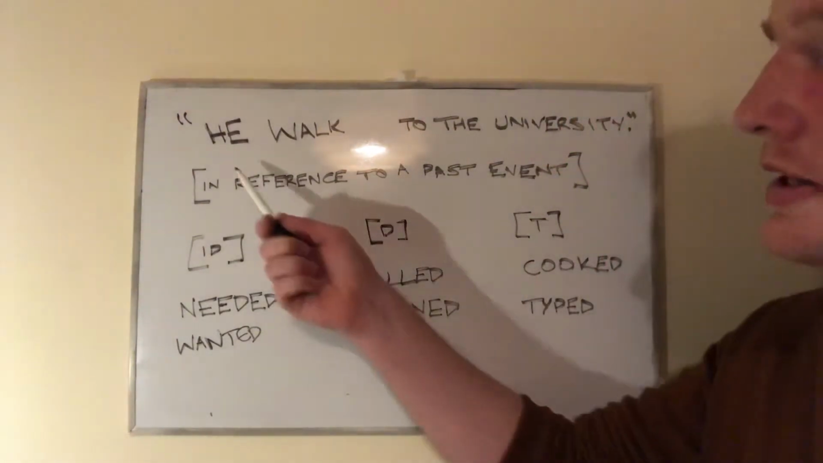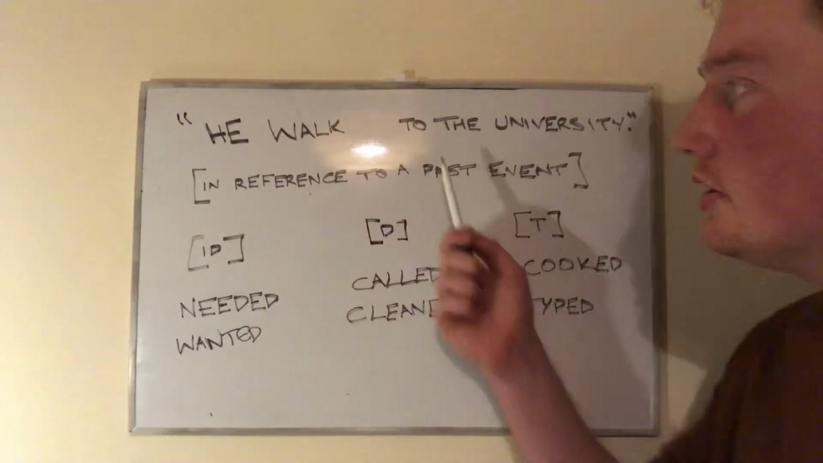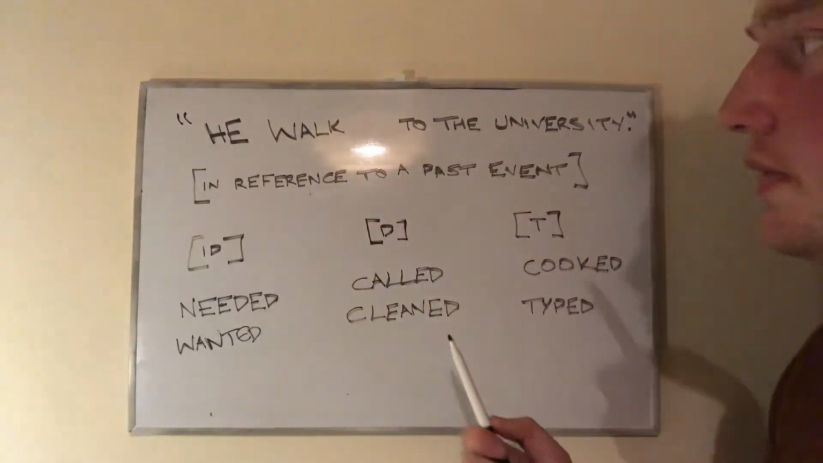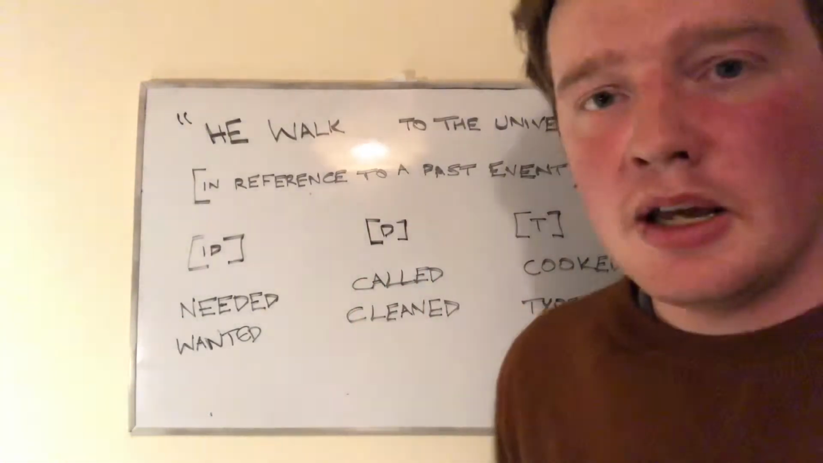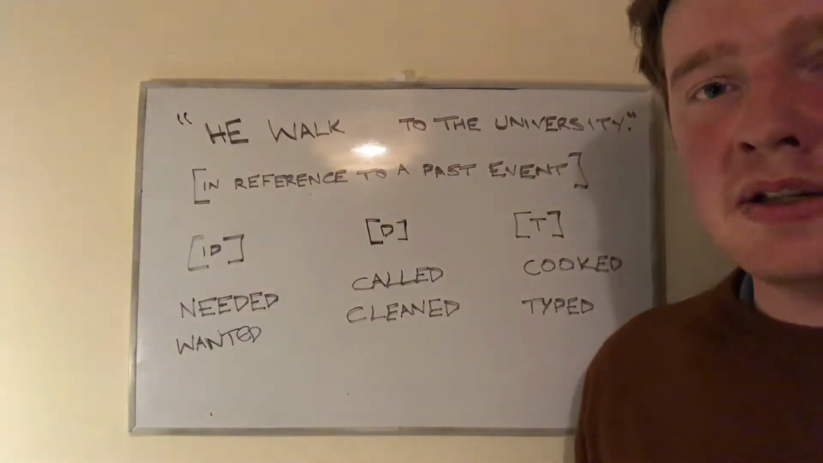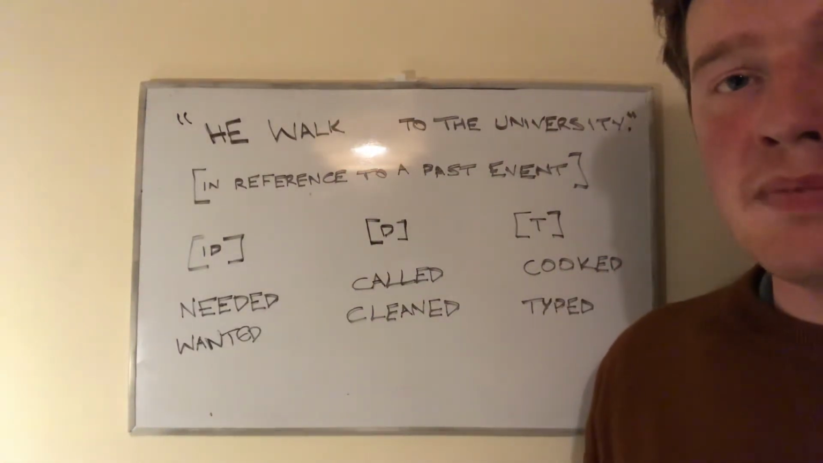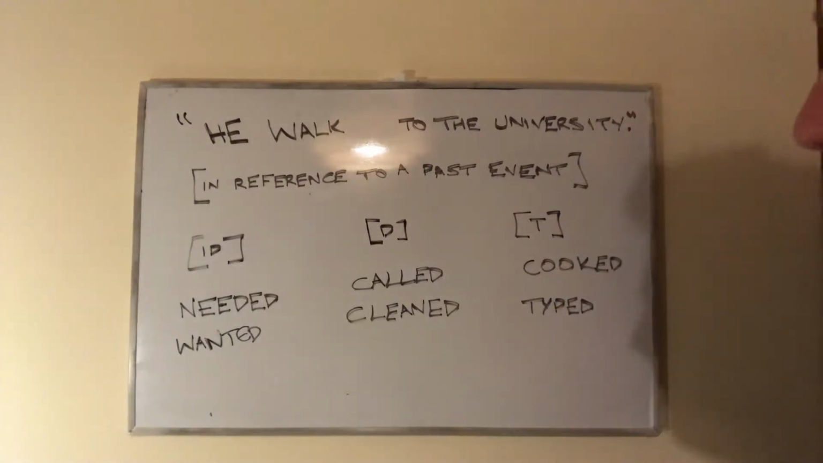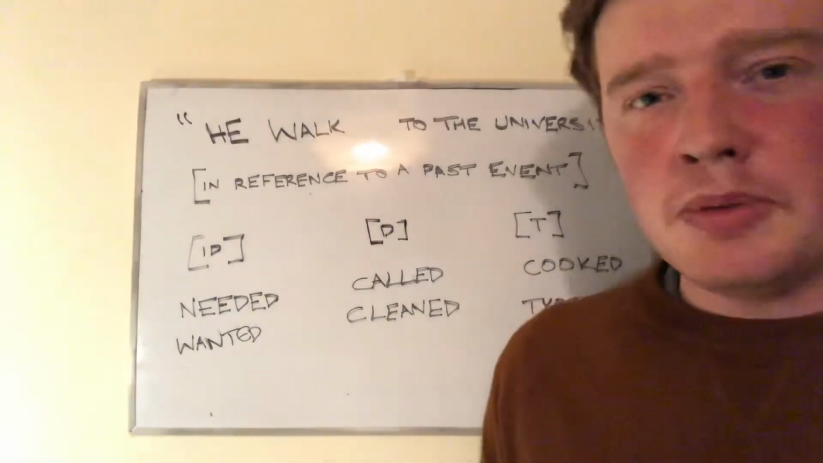So our example is: "He walk to the university." And we're going to make the assumption that when our speaker said this sentence, they were referring to a past event, that is, an event that was completed in the past. Well, what's the problem here?